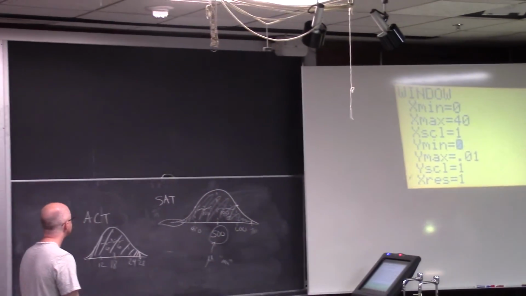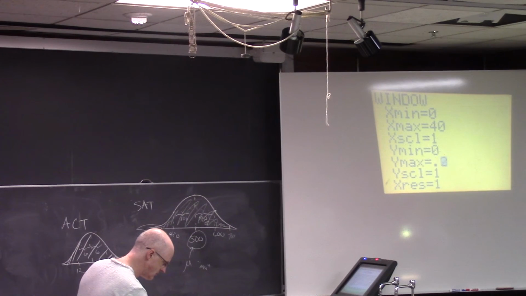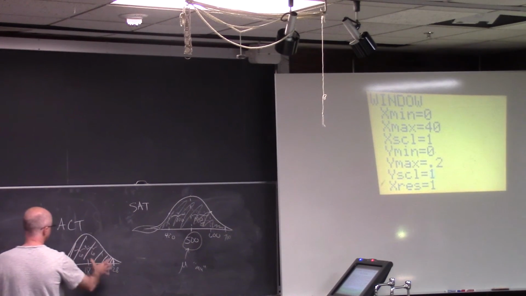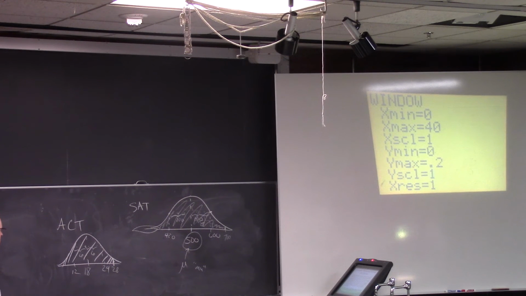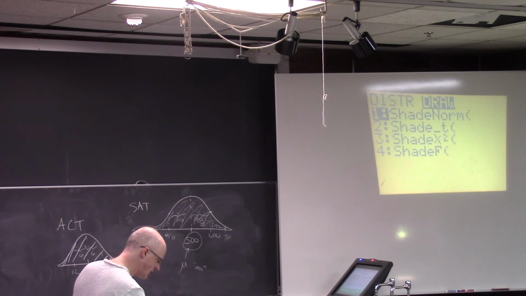I'll try 0.2. You gotta look at the horizontal scale. Again, you want the area underneath the curve to be 1, the entire curve. I'm gonna guess 0.2 there and see how it does. Go back to distribution, draw, shade norm.